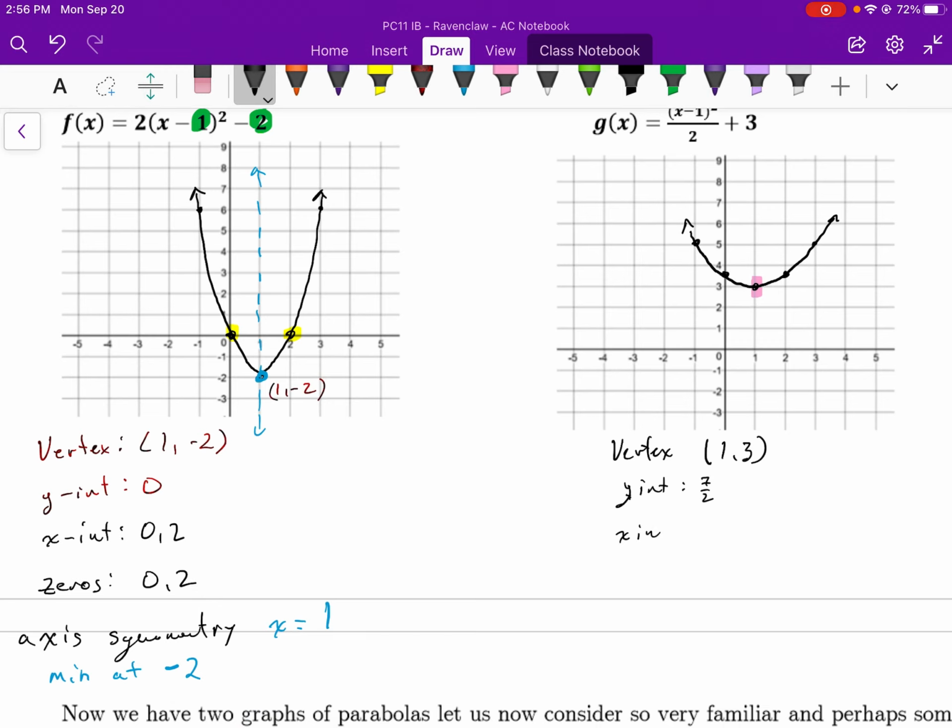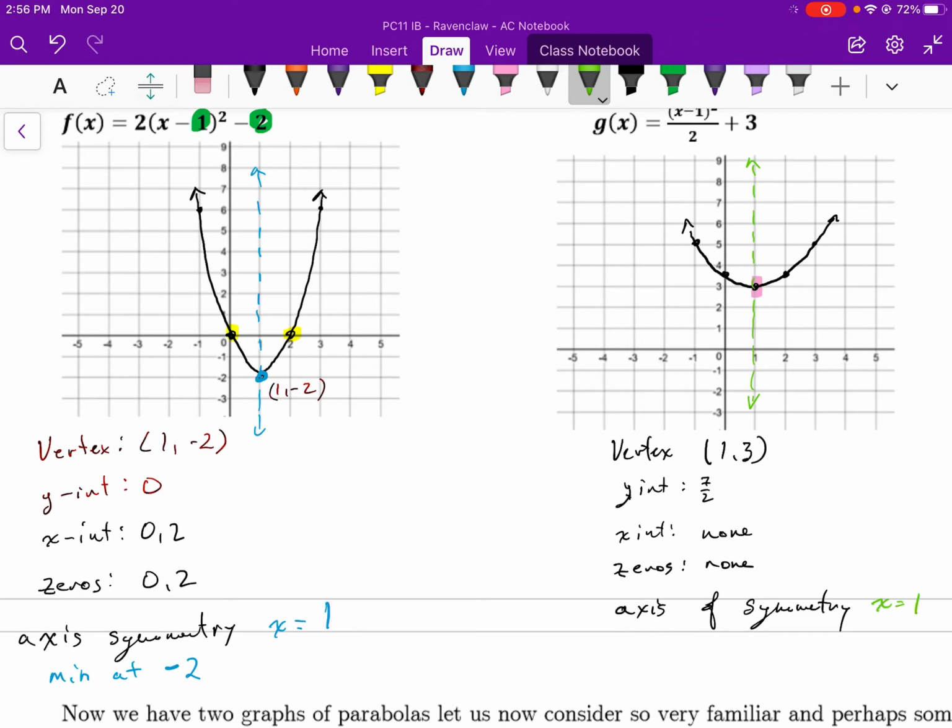My x-intercepts. There is none. There are no x-intercepts, and that's kind of an interesting concept. My zeros. This function never is 0. There are none. My axis of symmetry is this line right here. What is the equation of that line? Well, that cuts it in half. The equation of that line is x is equal to 1.